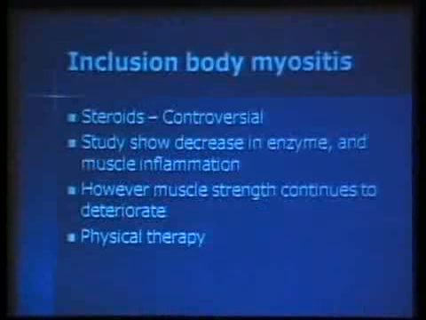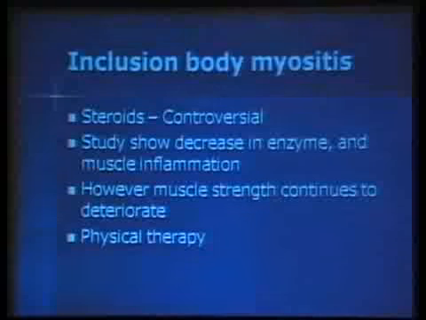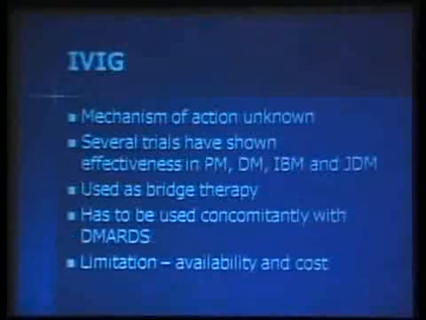Now, a few words about inclusion body myositis. Steroid use is controversial, but studies have shown that when steroids are used, they tend to decrease the enzyme and muscle inflammation, but the muscle strength continues to deteriorate. So a lot of importance has been put on physical therapy. IVIG also has been used effectively, but it has to be used concomitantly with DMARDs.